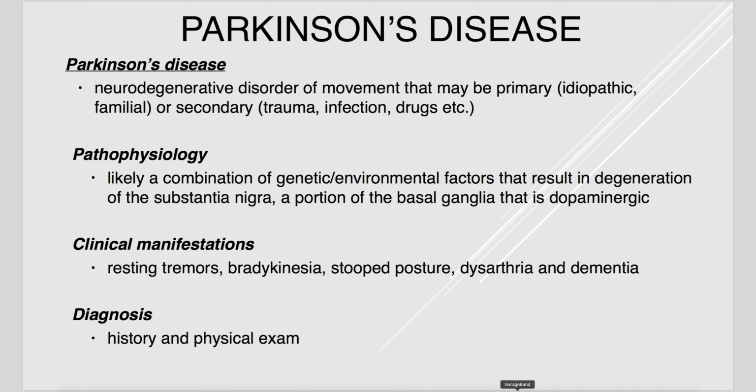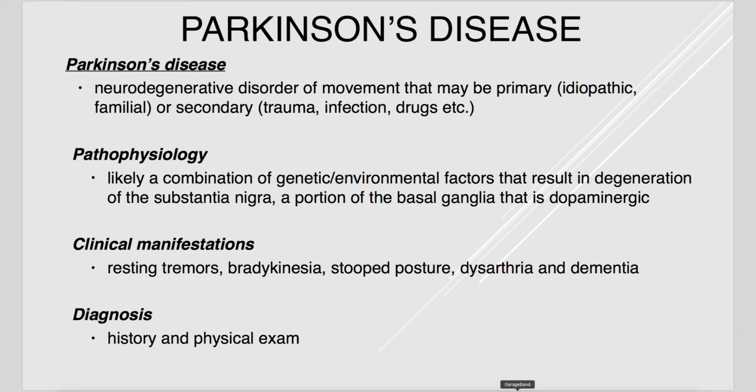So the pathophysiology, like a lot of these things, is a combination of genetic and environmental factors. But what happens is there is a degeneration of a portion of the basal ganglia called the substantia nigra. And the substantia nigra is highly dopaminergic, so it produces dopamine. So you lose that dopamine production. And of course, dopamine is important for reward and addiction and mood, but also movement. It helps to make movements very smooth.